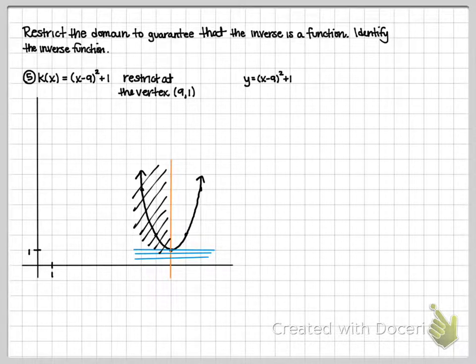So now the swapping. Every x becomes a y, and every y becomes an x. Now we solve. Minus the 1. And then we're going to need to square root. Now, I don't want to put the plus or minus in, because if I do that, I get both pieces of the parabola flipped, and I don't want that. I only want the right side, and because I want the right side, I'm only going to do the positive square root.